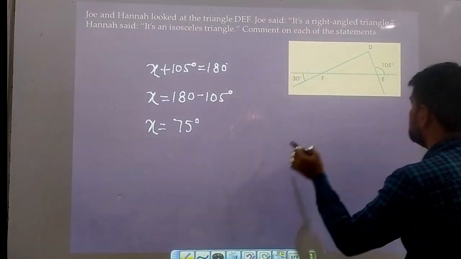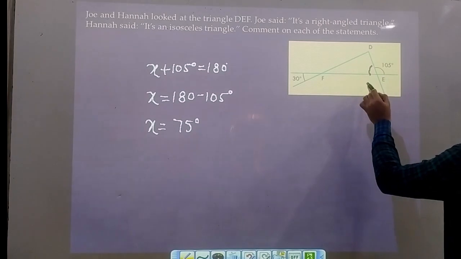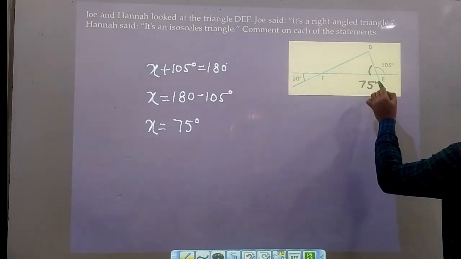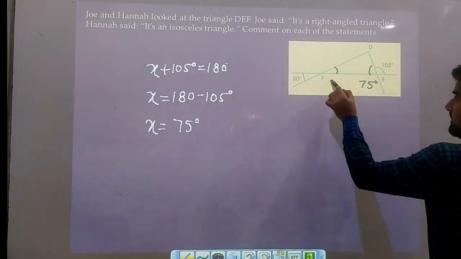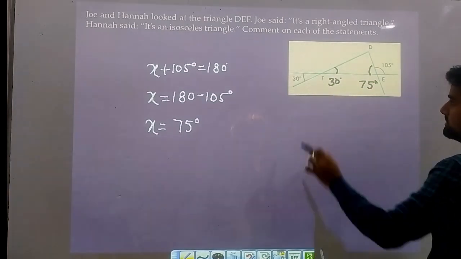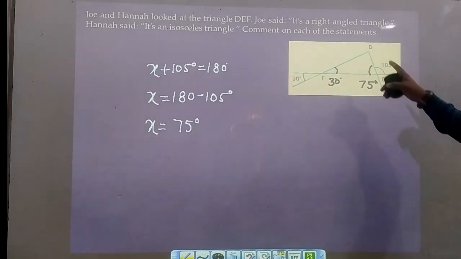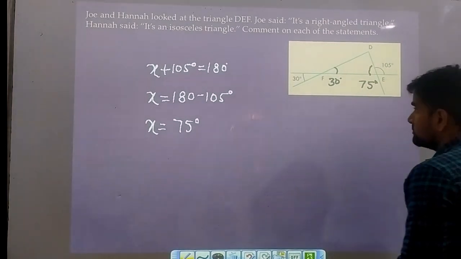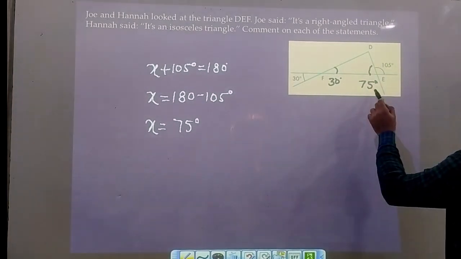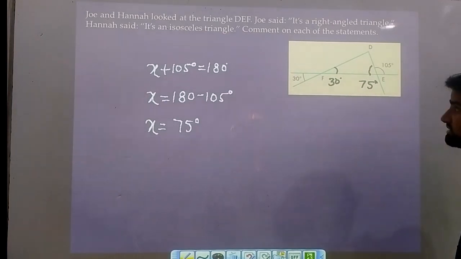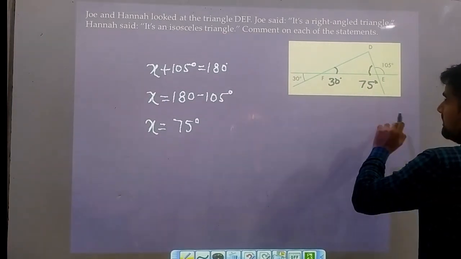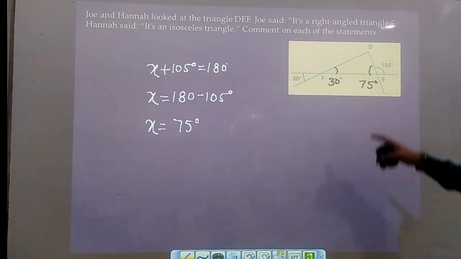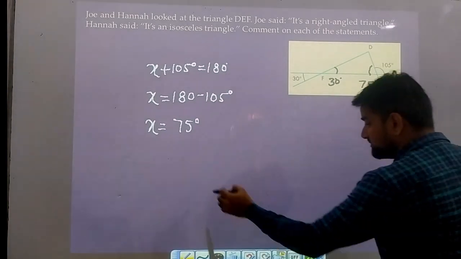So now we have some of the measures here. So this angle is 75 degrees, and this angle we already know is 30 degrees because these are vertically opposite angles. All right. Now let's find out the value of the angle D. So you can see that this is 75 degrees, this is 30 degrees, right? If one of these angles is 75 and the second one is 30 degrees, then what should the third one be? Let's find out.